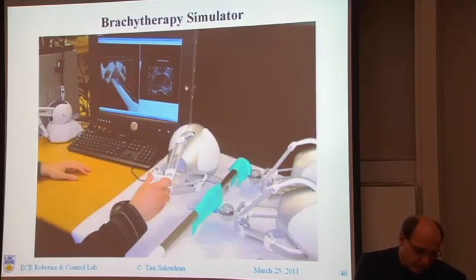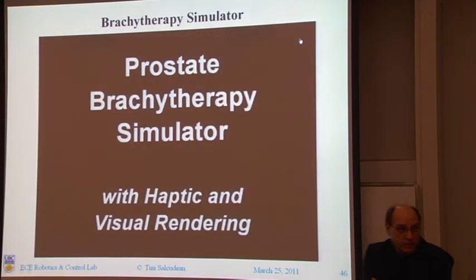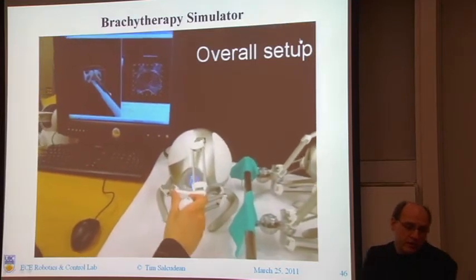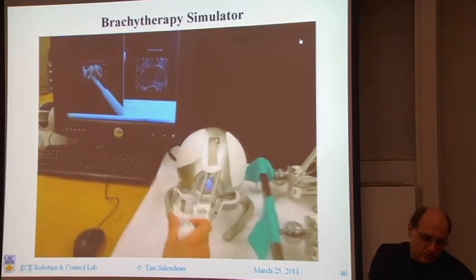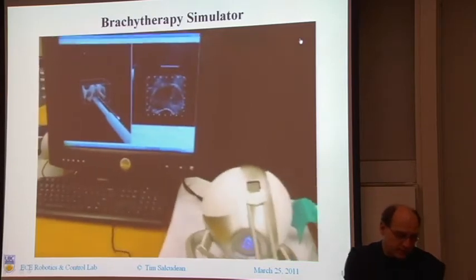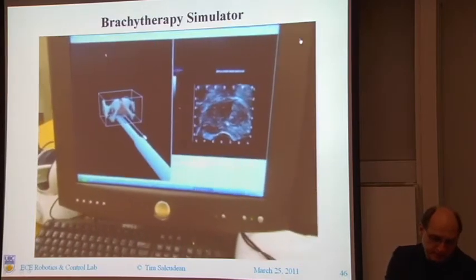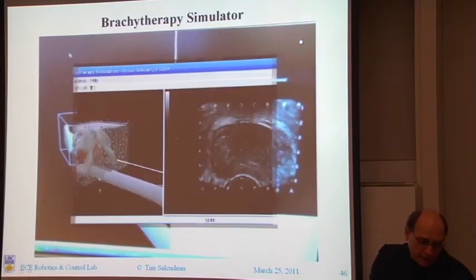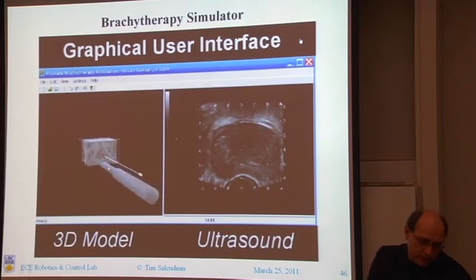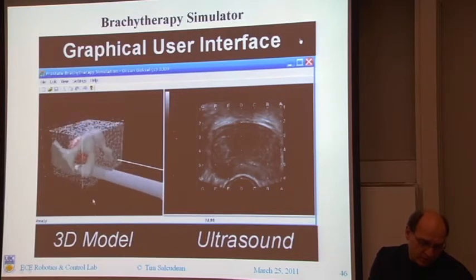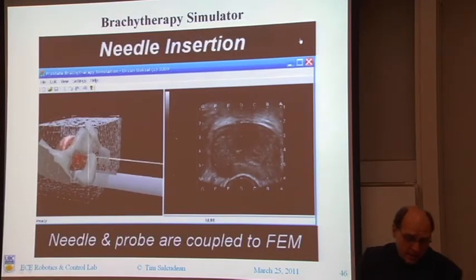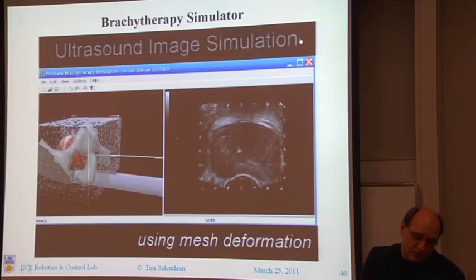Here's the video of the simulator that encompasses all these features. You have the needle that you manipulate using either a phantom or a Novint device. We see here the Novint device. Okay. As you insert the needle, you will see its view both in the anatomical simulation on the left and in the synthesized ultrasound image on the right.